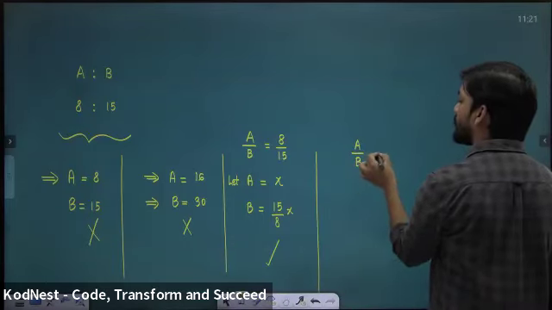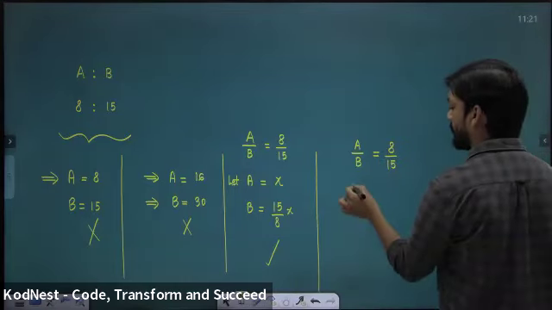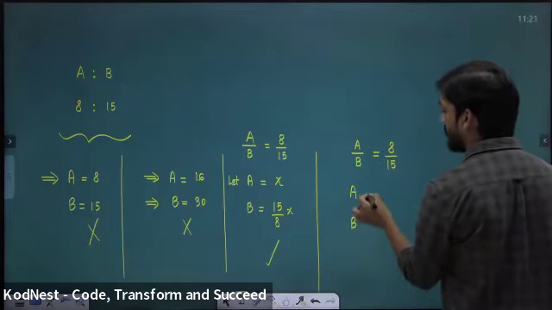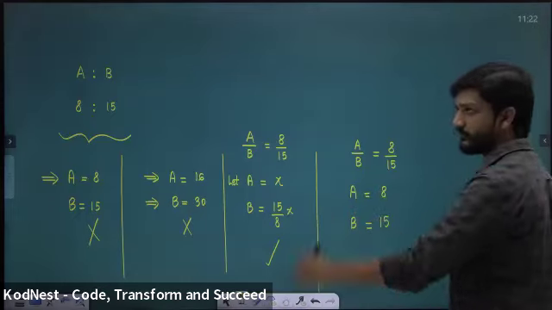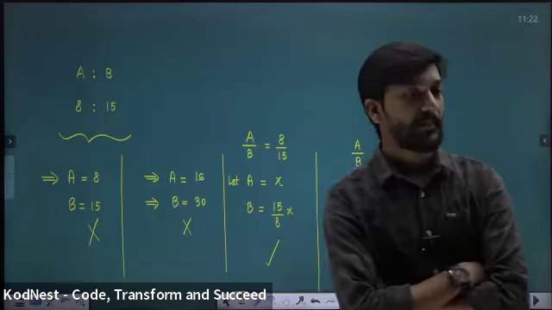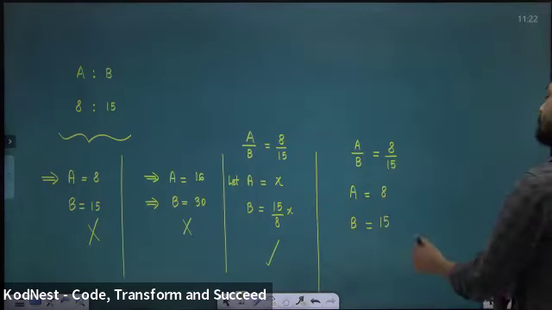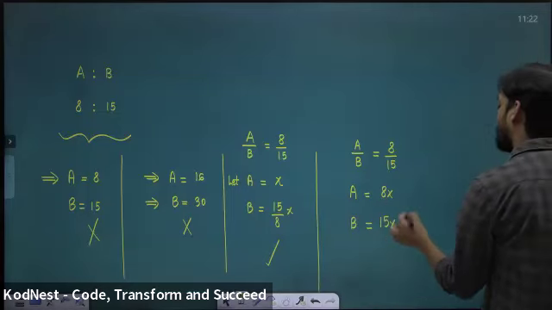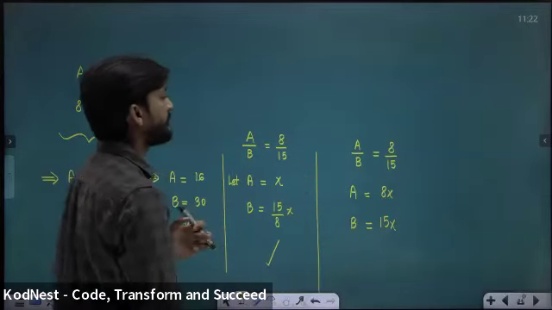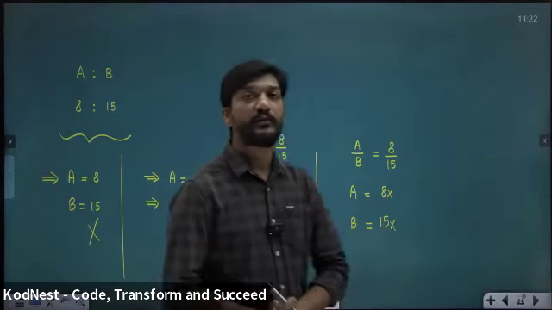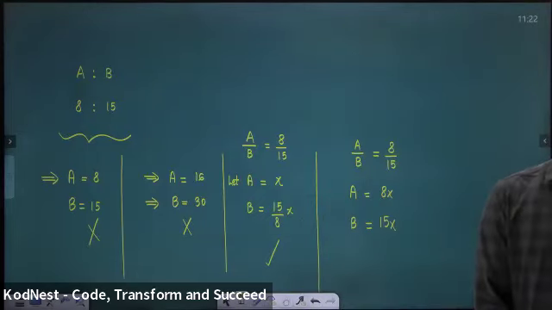Again, I'm writing A ratio B, 8 ratio 15. Again asking you the same question. Can I say A equal to 8, B equal to 15? No. Can I say this? Answer, please. I'm assuming a variable. Can I say yes or not? What is X? We will find.